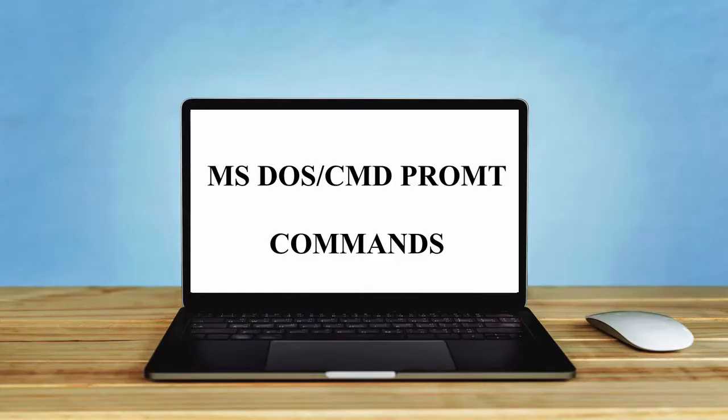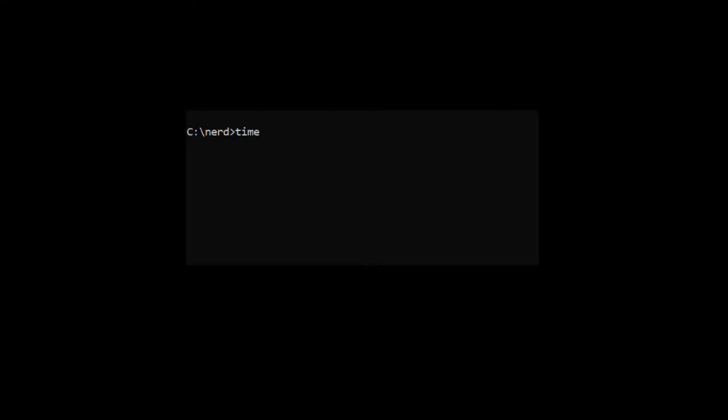This is part 3 in the MS-DOS command series. Today we'll look at time, date, tree and type commands. First command will be the time command.